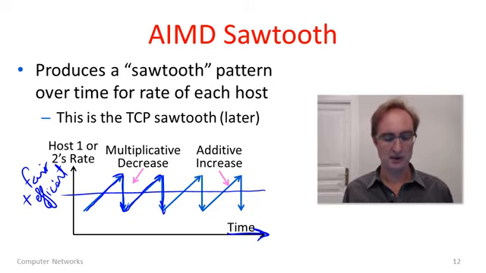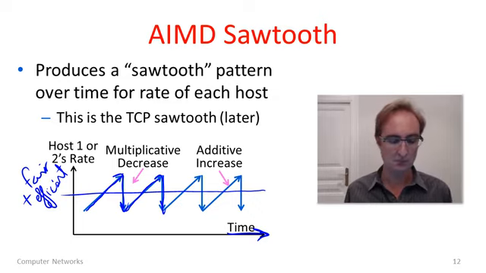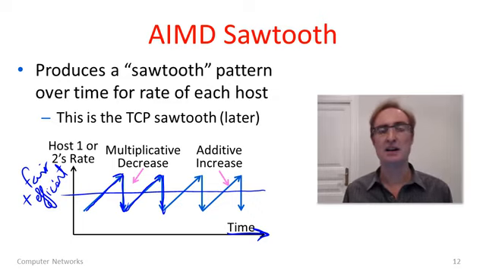This sawtooth pattern, this is what we're getting when it looks like the multiplicative decrease might be 50% here and the additive increase is just something that happens slowly over time. But this is a sawtooth pattern, and we'll see later that TCP produces a TCP sawtooth, which is the sign of an AIMD allocation.